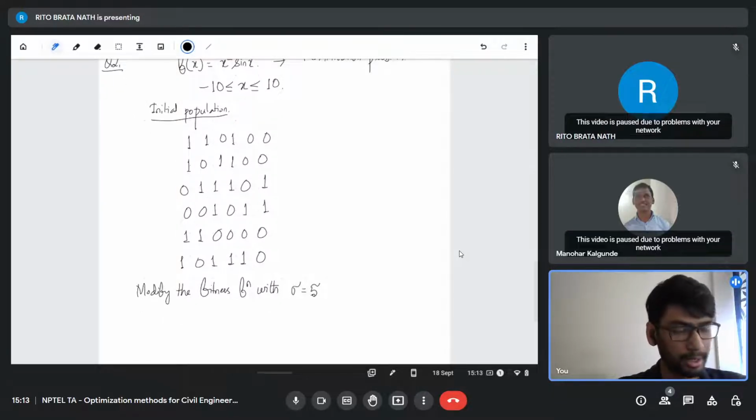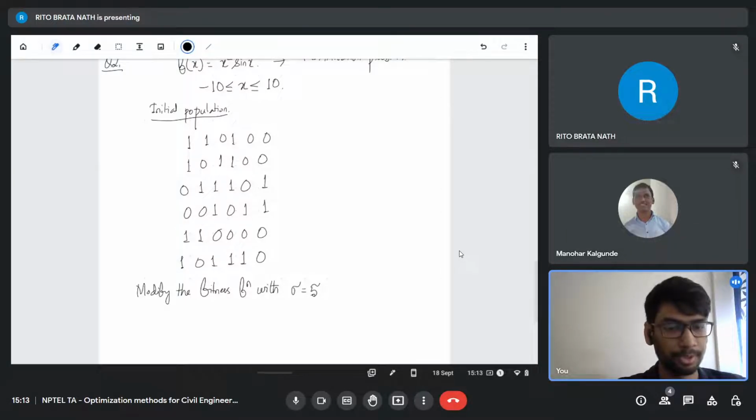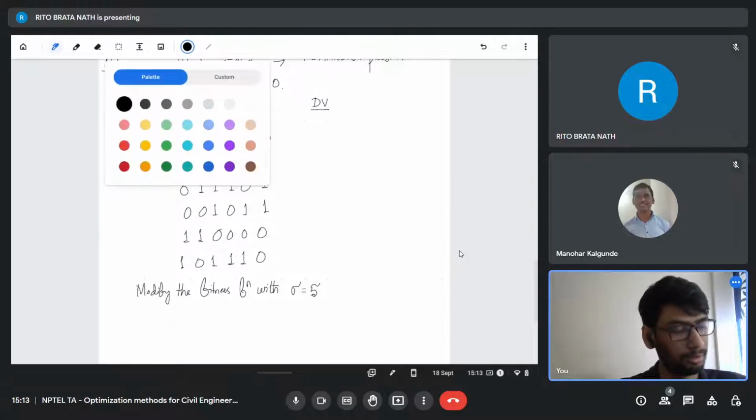For this kind of problem, the first thing you need to do is, you have the initial population coded in binary. You can convert it into your decimal value or the decoded value, whichever you call it. So probably I can write it as DV. Let me write it in a different color, probably.